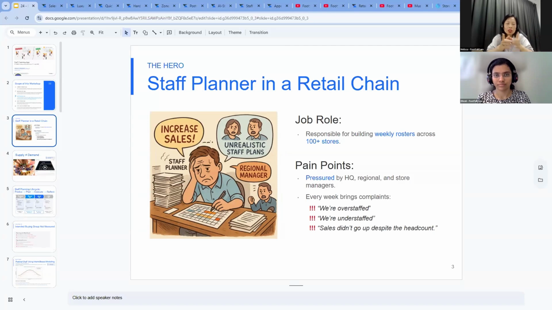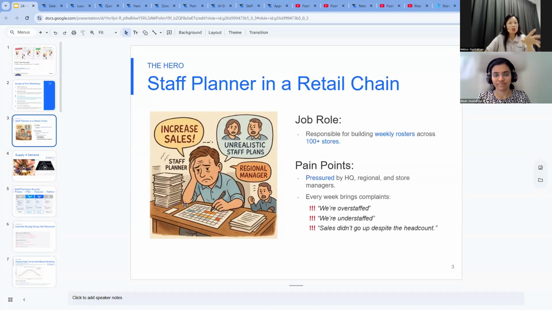How do you gauge that? So what's the right number of staff to put in for each hour of each day, store by store? Each one has different trading patterns, different local behaviors, and different staff constraints. So there is no perfect answer, and yet everyone's looking at you for one.